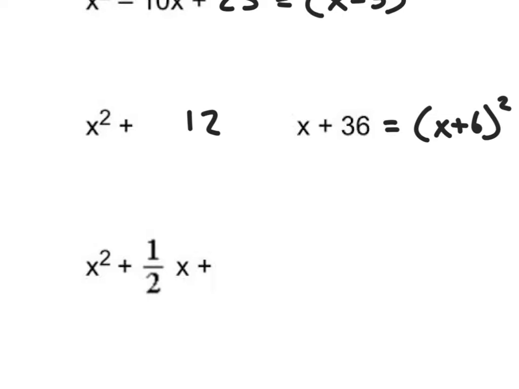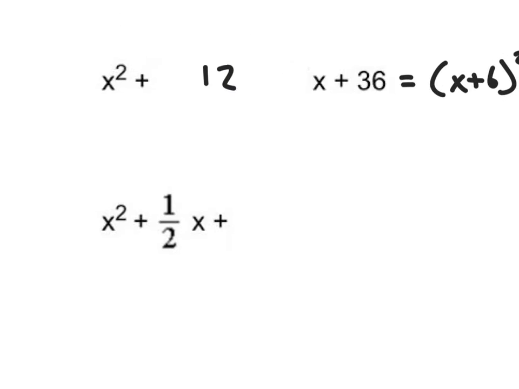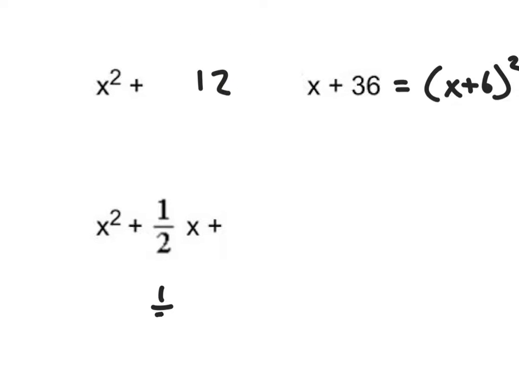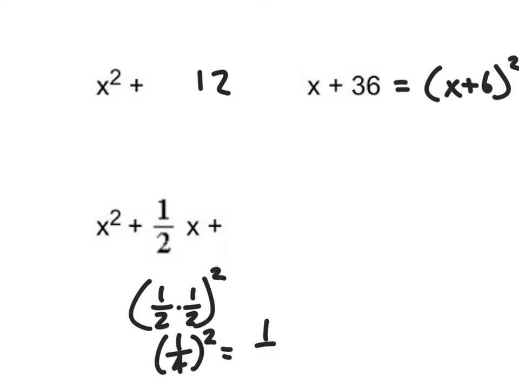Okay, this one, x squared plus 1/2 x plus what? Here's what I do to get that number. I'm going to take 1/2, multiply that by 1/2, and then square it. And what I end up getting is 1/4 quantity squared. When I take 1/4 and square it, that's 1 squared over 4 squared. That's going to give me 1 over 16. So this number here would be 1 over 16.